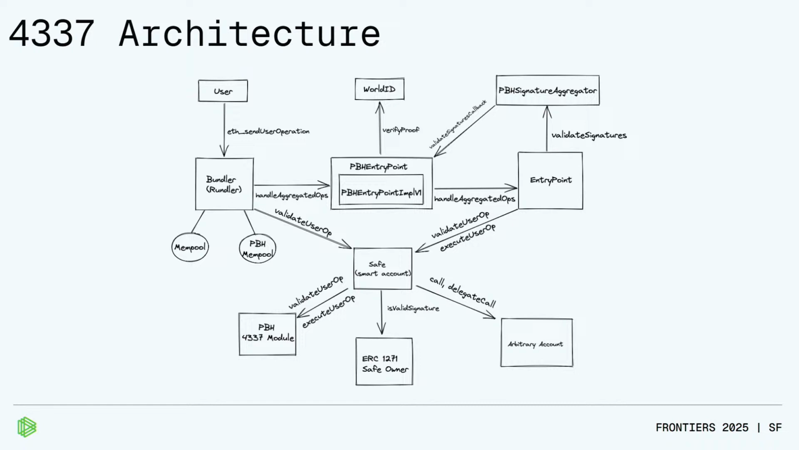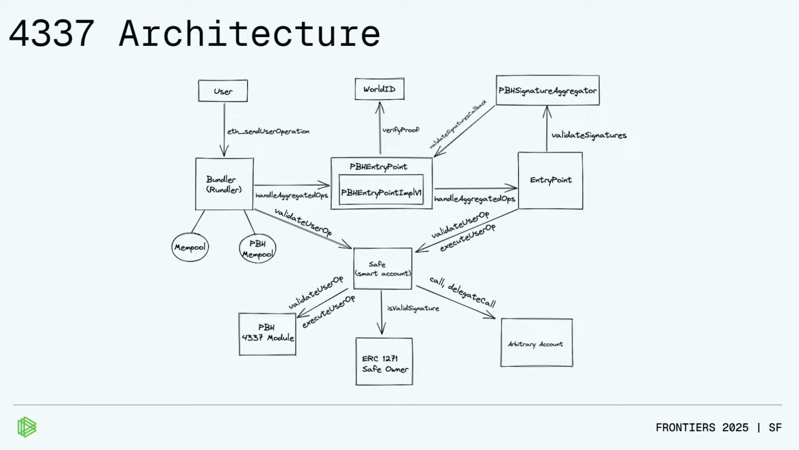And so the basic flow here is user crafts a user operation. They overload the signature field with an encoded payload that has both the world ID proof and some peripheral metadata like the signal and external nullifier. They send that off to the bundler. The bundler will then validate the user op through the smart account.